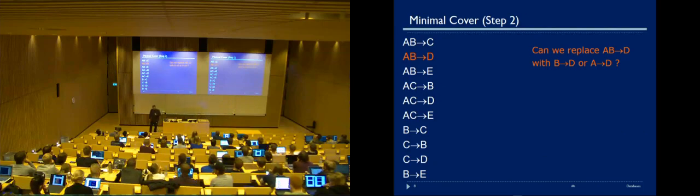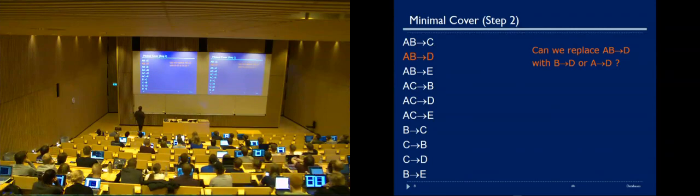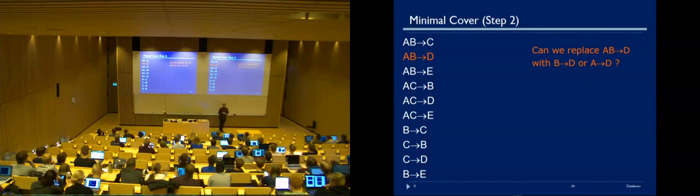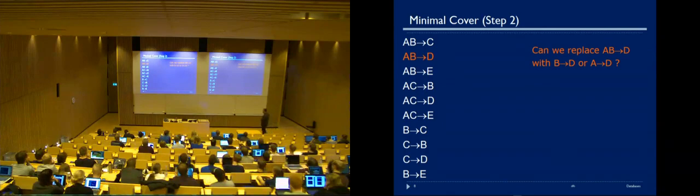And another way to eliminate something is to find out whether the left-hand side is too large. Okay, so let's check this one. Can we replace the dependency that A, B determines D by a dependency that says that B determines D, or A alone determines D? Right, so how about that one? Yeah, so as an example.